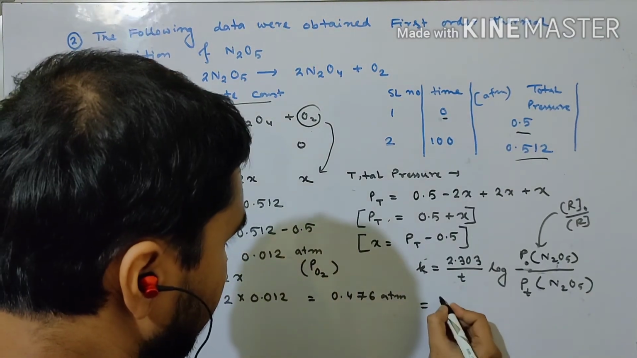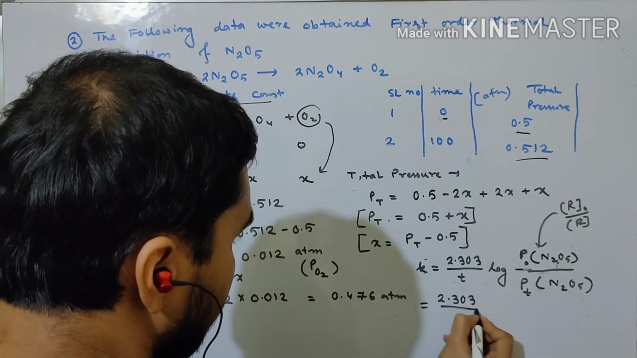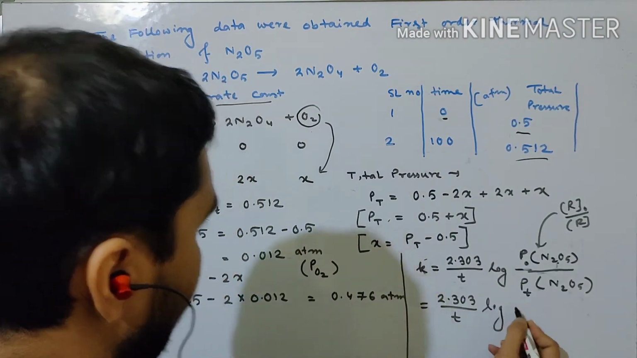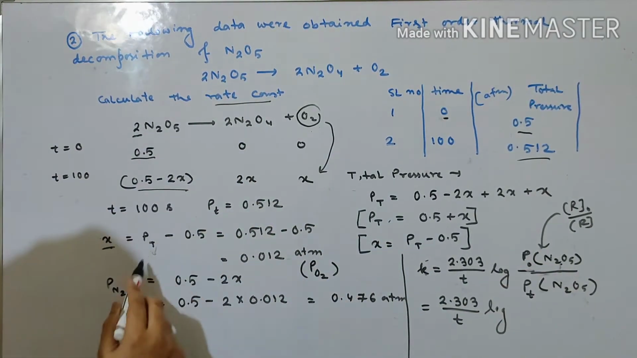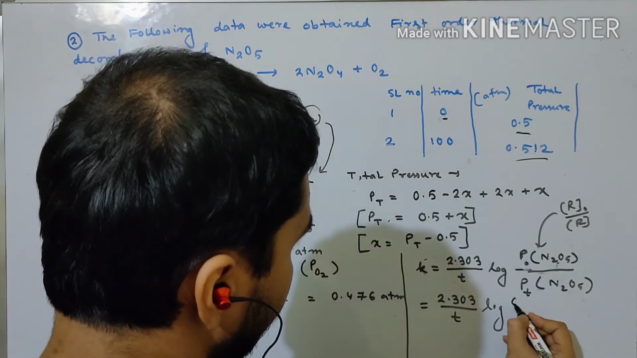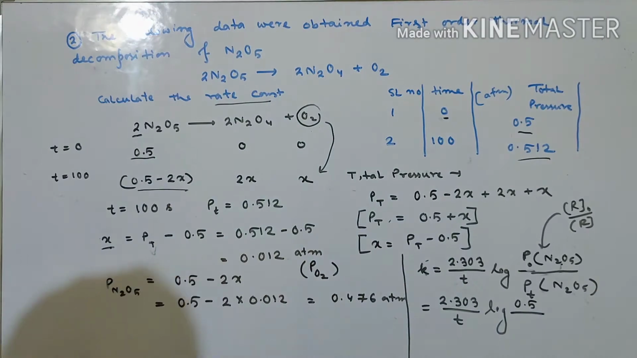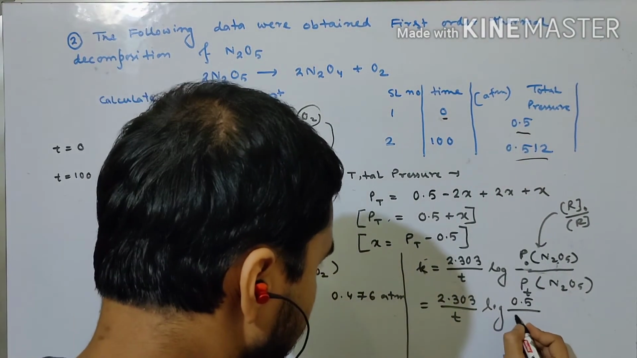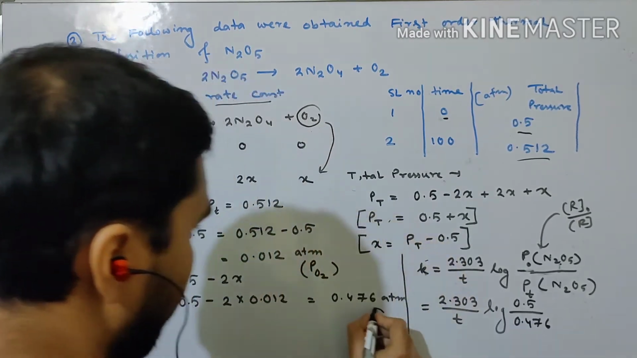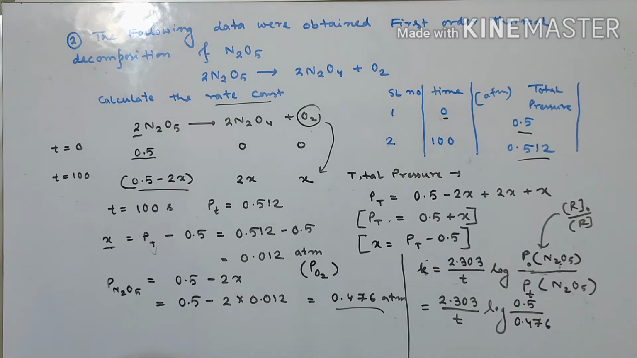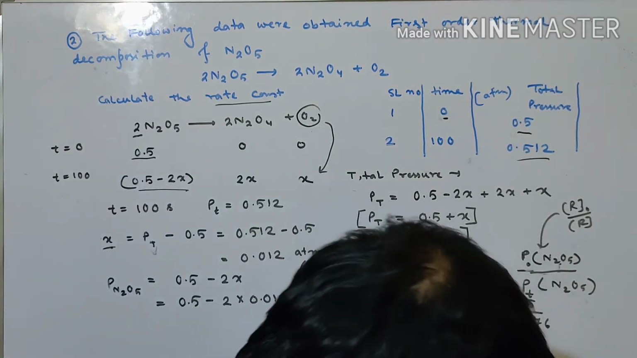Now the values are 2.303 by t, this is a separate part meanwhile, log of this value, how much we have obtained already? This is already 0.5, and Pt, that is the calculated value, should be 0.476, which we obtained a few minutes back. So now this is to be solved. So calculate this much, how much are we getting.